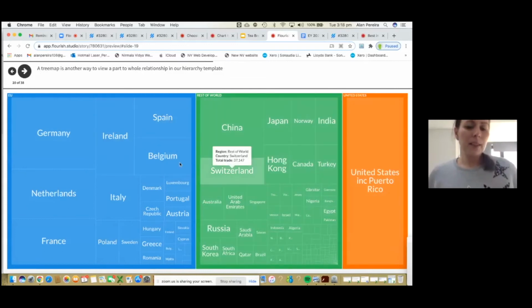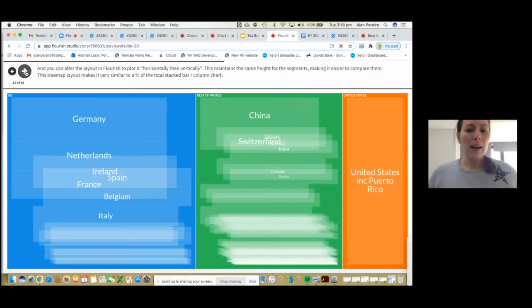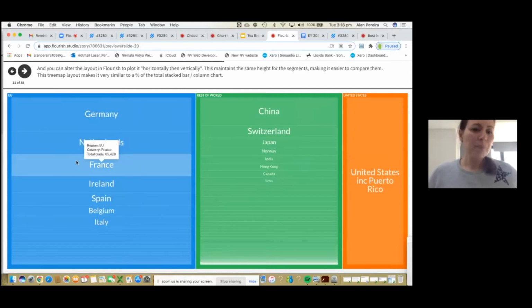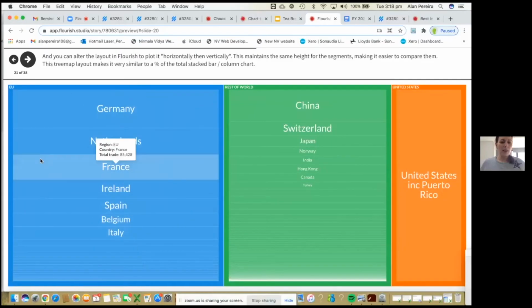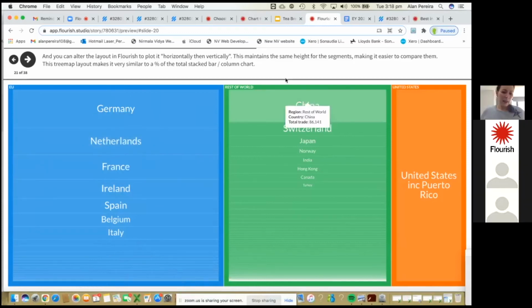Again, it's very similar to the sunburst, but it's in a square format rather than a circular format, and it's breaking down the whole segment categories down into their component countries. And you have different options within tree map about how you want to arrange things. So here, instead of having the squares laid out in a horizontal way, we're laying them out vertically, and this helps maintain the height for each of these segments: EU, rest of the world, and United States, making it easier to compare the different groups, because the height is not changing of these aggregated groups.